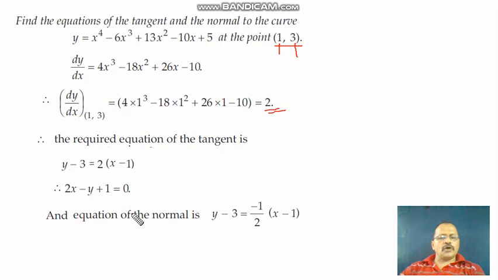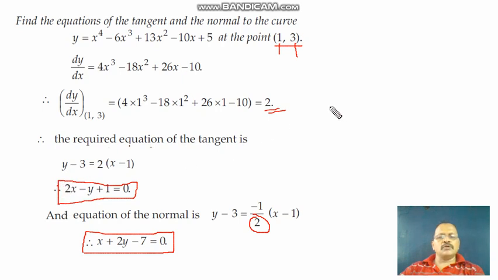And the equation of normal is y minus y1 is equal to minus 1 upon dy by dx into x minus x1. dy by dx is 2. Therefore, the equation of normal is y minus 3 equal to minus 1 upon 2 into x minus 1. Again, rewriting this equation in neat form, we get the equation of normal x plus 2y minus 7 is equal to 0. Equation of normal and equation of tangent: 2x minus y plus 1 equal to 0.